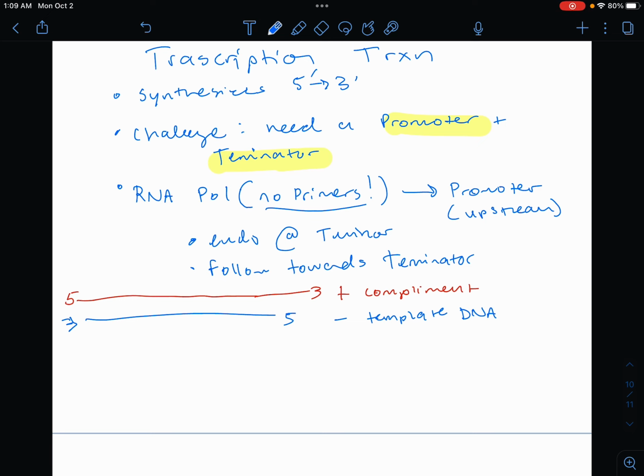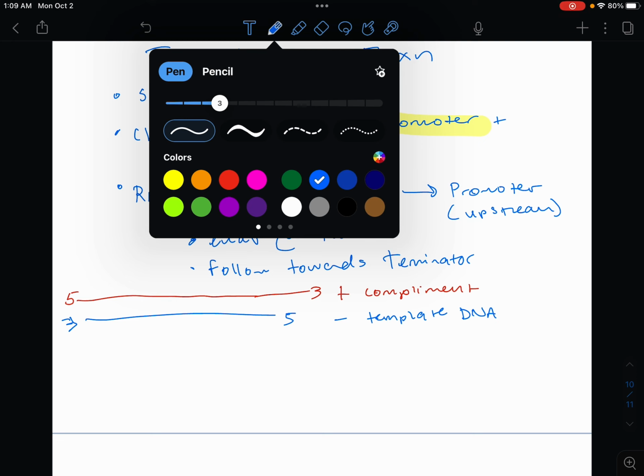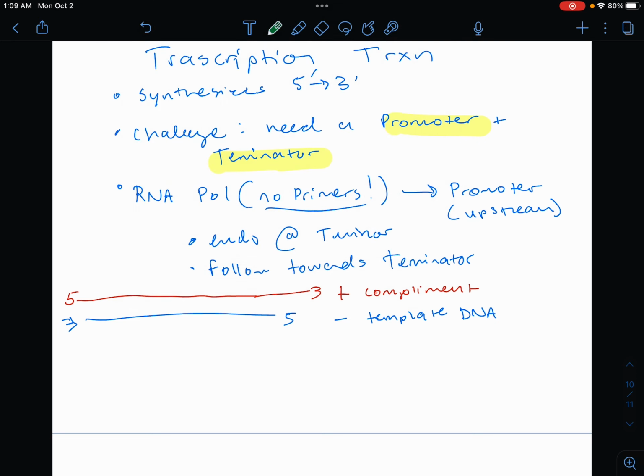And what's going to happen here is the template DNA is going to be used as the guide, hence the name template. So here's our polymerase. It's going to go this way because the terminator is to the right, and we're going to make RNA based off of the template, the blue strand on the bottom. That's going 3' to 5'. The RNA is going to be synthesized 5' to 3', and it's going to match the complement strand of the DNA, except the T's are going to be replaced with U's.